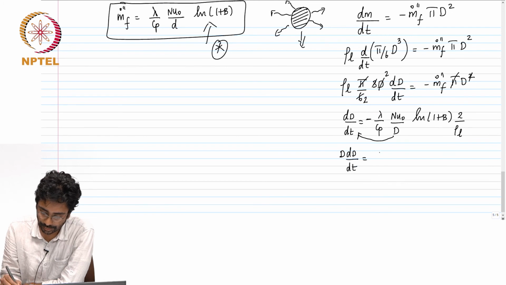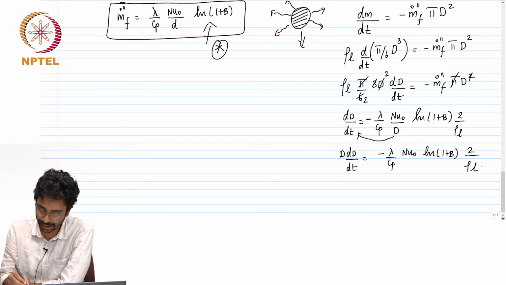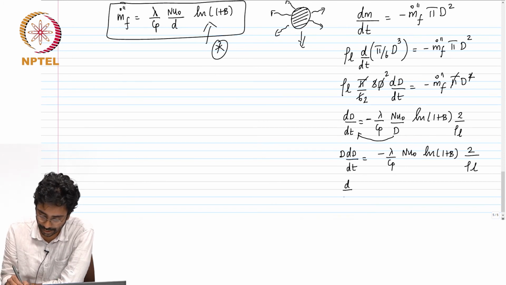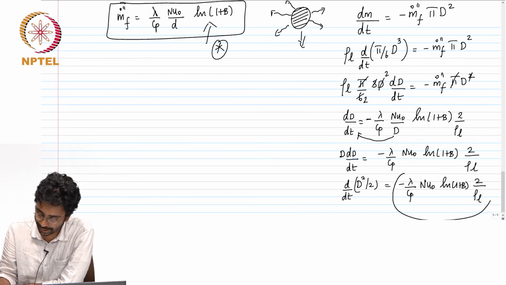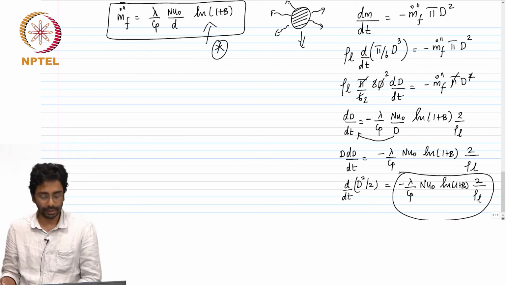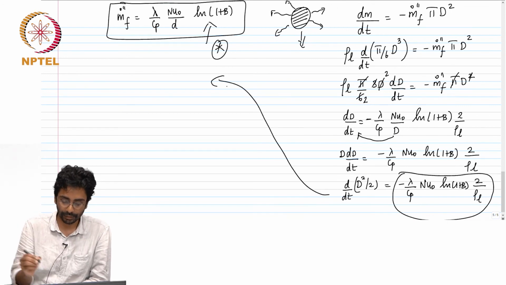d dt is minus lambda by Cp nu 0 logarithm 1 plus b, 2 divided by rho L. d dt is d by dt of d square by 2, which is minus lambda by Cp nu 0 logarithm 1 plus b, 2 by rho L. Notice that everything on the right hand side is a constant. Therefore, we can integrate this equation.